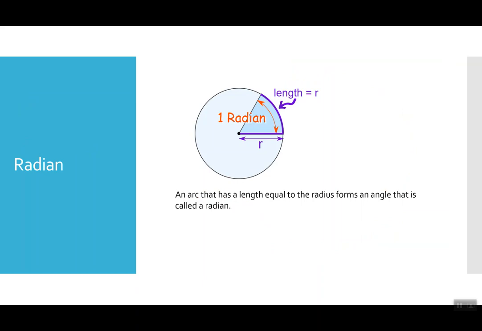An arc that has a length equal to the radius forms an angle that is called a radian. It's important for you to understand that the radian is the angle that we're forming and it's not the arc. So the arc has the length of r, and the angle that it forms, that is called a radian.